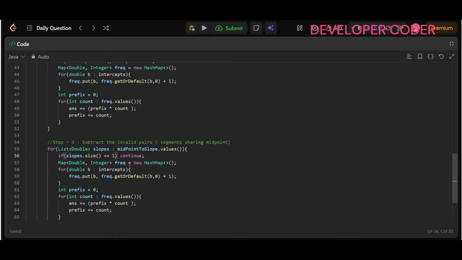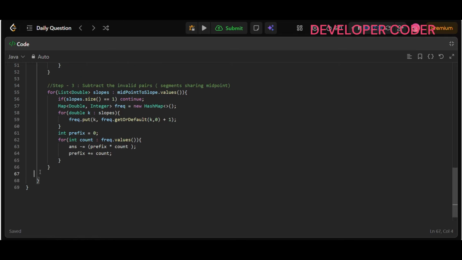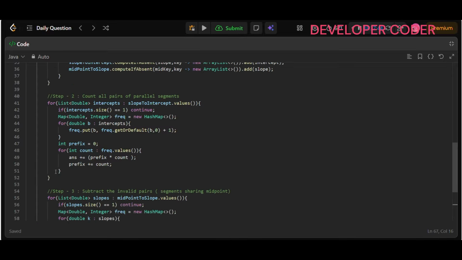And here we have to create one map. You can use a hash map also. Here let's say k, and this is nothing but slopes. For this key, frequency dot get or default k value and 0 plus 1, and prefix 0 and count. You have to iterate, and for the answer you have to subtract it, and update the prefix. In the end, once this is done, you have to return answer. This is your code.